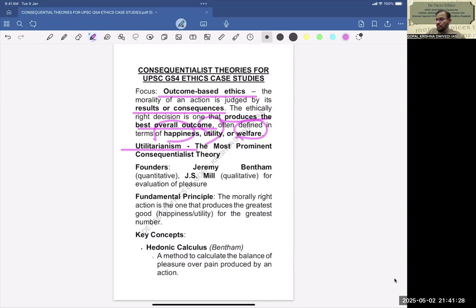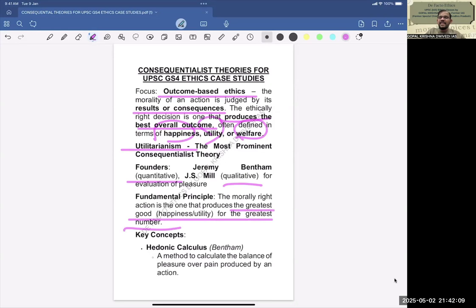Bentham focused on quantitative evaluation, and Mill focused on qualitative. So, how do you evaluate the greatest good of the greatest number? Bentham says you measure quantity. Mill says no, you should measure quality. Anyway, we'll see how they describe that. The fundamental principle is that the morally right action is one that produces the greatest good for the greatest number. You might have heard this phrase, and you will need to use it many times: greatest good of the greatest number. This is the main utilitarian principle.